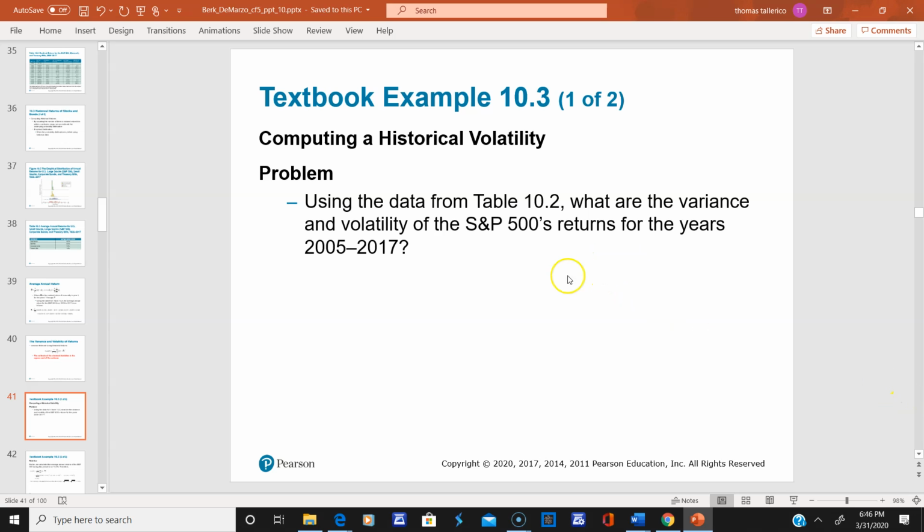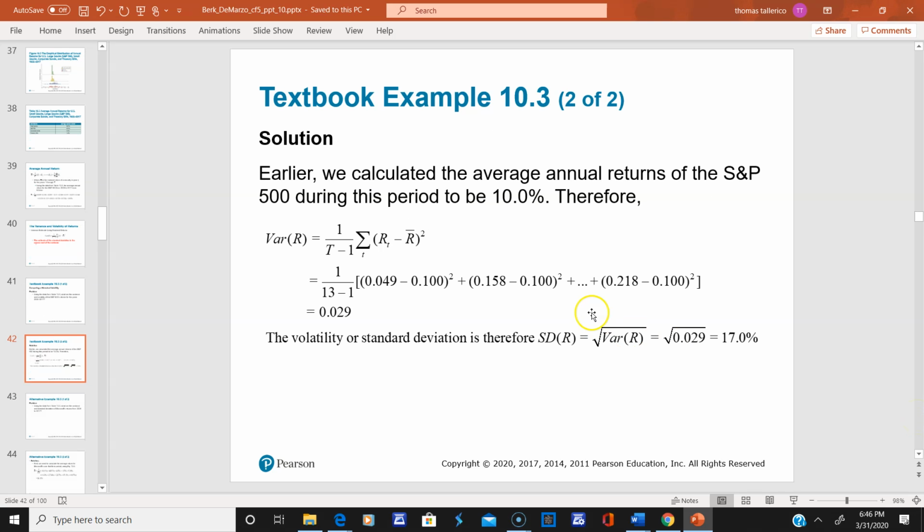So here's data from Table 2. What are the variance and volatility of the S&P 500's returns for the years 2005 to 2017? Here they are calculating the variance. During this period, the average annual return was 10%. So again, you just subtract the 10 from each one, square it, and then add them up, and then multiply the whole thing by 1 over T minus 1. And then you take the square root to get the standard deviation.